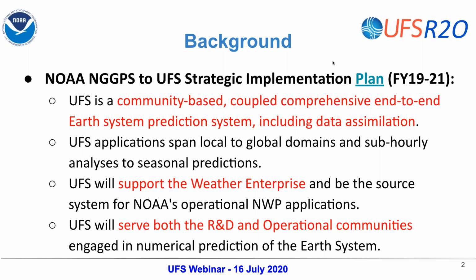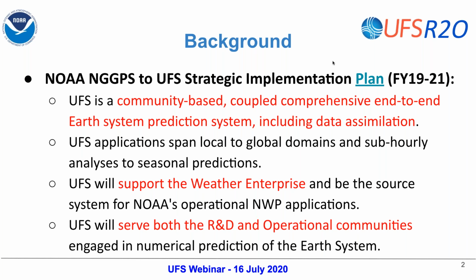So first I wanted to start with some background. I think many of you listening to the webinar are familiar that NOAA has had a program called the Next Generation Global Prediction System, the NGGPS. It's been in place for several years. As part of the NGGPS program, there has been an effort to develop a strategic implementation plan, which everybody calls the SIP. The most recent instantiation of the SIP, which I'm showing on the screen, is from fiscal 19 through 21, and defines the Unified Forecast System and talks about what sorts of things we would like to be able to do with it.